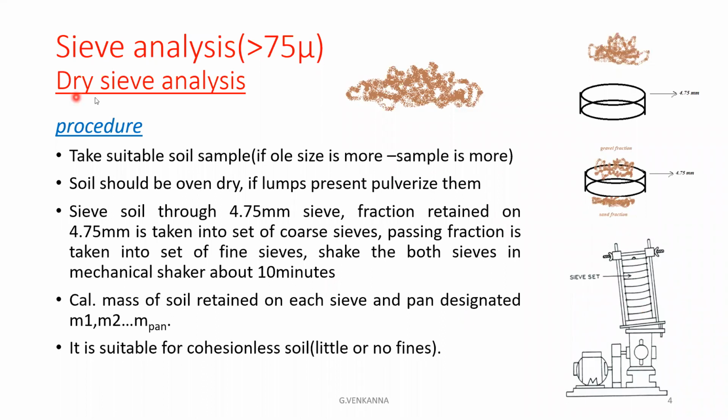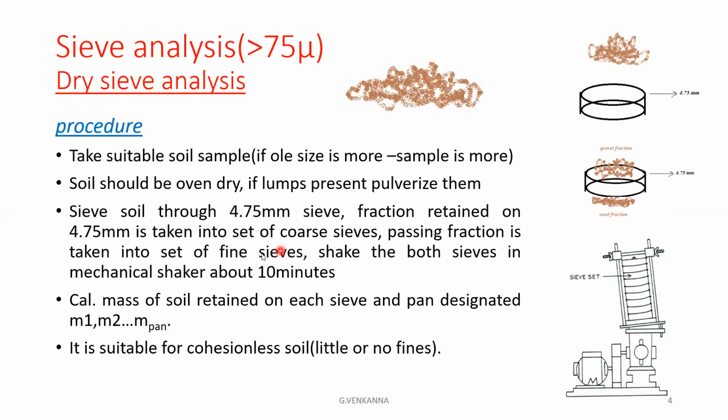In dry sieve analysis, no water is added at any stage. So just simply take the soil onto the 4.75 mm sieve. If the soil is retained on the 4.75 mm sieve, it is taken as gravel fraction. If the soil passes through the 4.75 mm sieve, it is taken to the fine sieves.